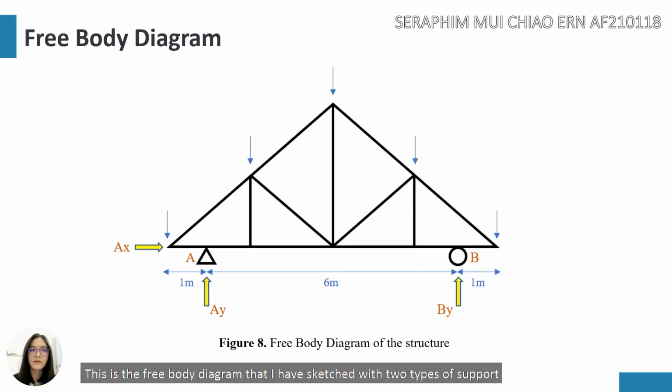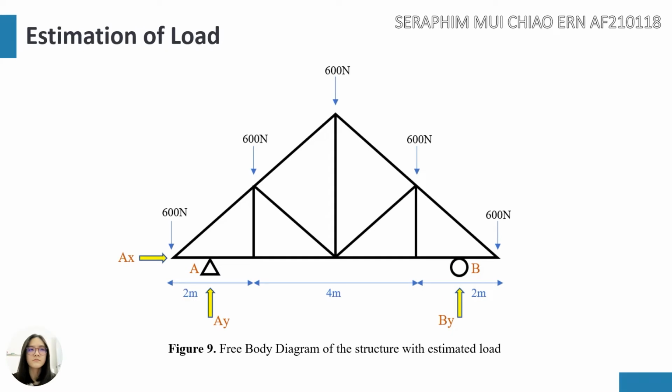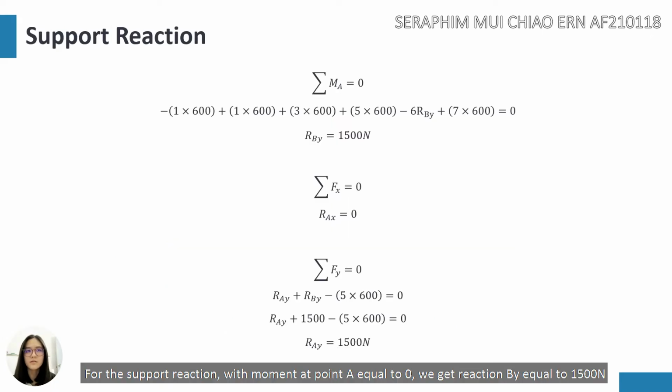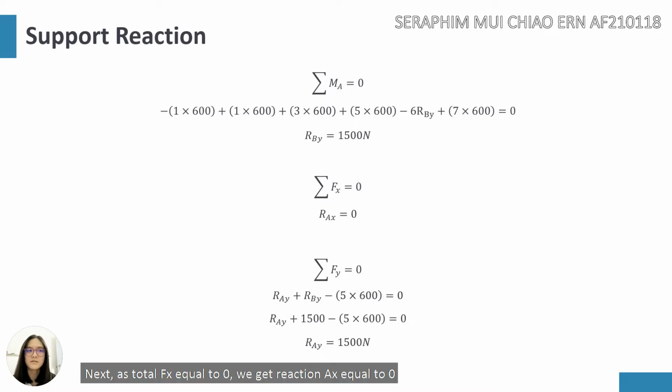This is the free body diagram that I have sketched with 2 types of support. The first support is pin support with reaction Ax and Ay, and roller support with reaction Dy. The estimation of load is 600 Newton at 5 different parts of the roof. For the support reaction with moment at point A equal to 0, we get reaction Dy equal to 1500 Newton. Next, as total Fx equal to 0, we get reaction Ax equal to 0, and lastly, by calculating total Fy equal to 0, we get reaction Ay equal to 1500 Newton.